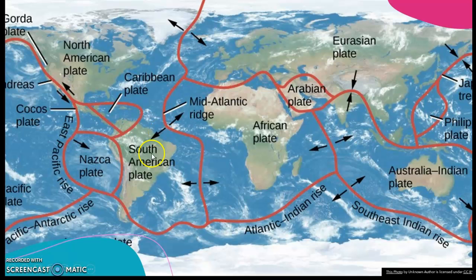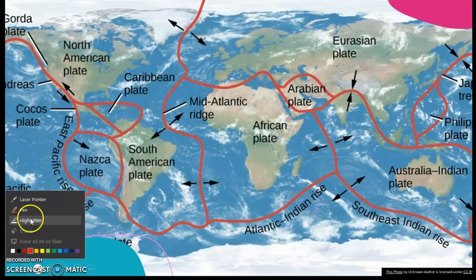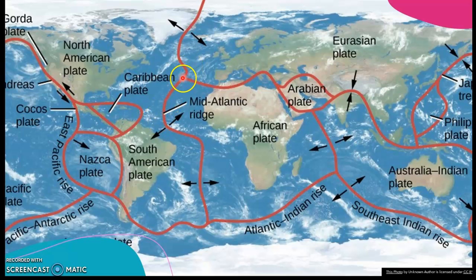What you don't see is this line that runs along here, which is a boundary, is a convergent. And I will show you that in another slide. You can also see that the African plate has a Mid-Atlantic ridge here.